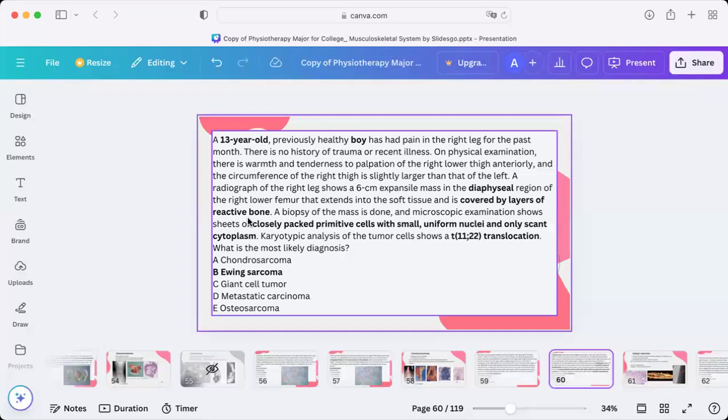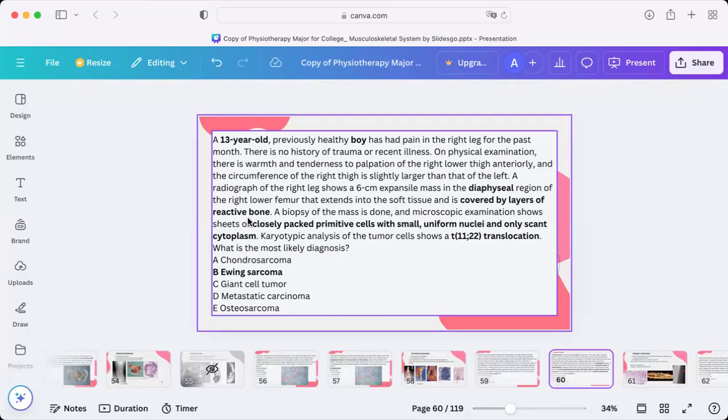I have a bit of a silly mnemonic for this. Good job. It's the onion-like skin appearance. So, you know how onions smell bad? Ewing sarcoma. It's so silly, but again, it helps you remember it, especially when you have to remember so many different things.